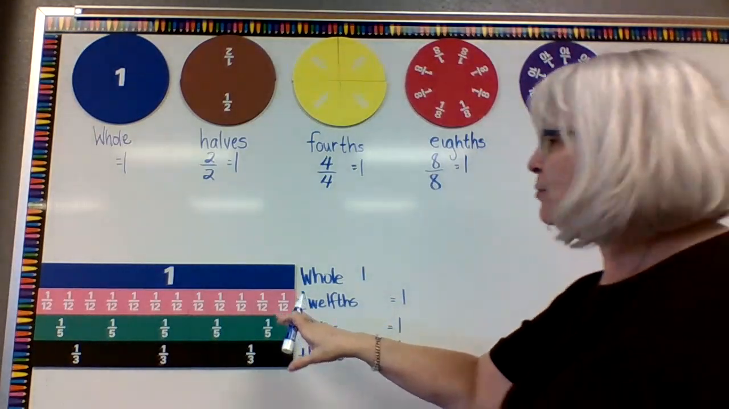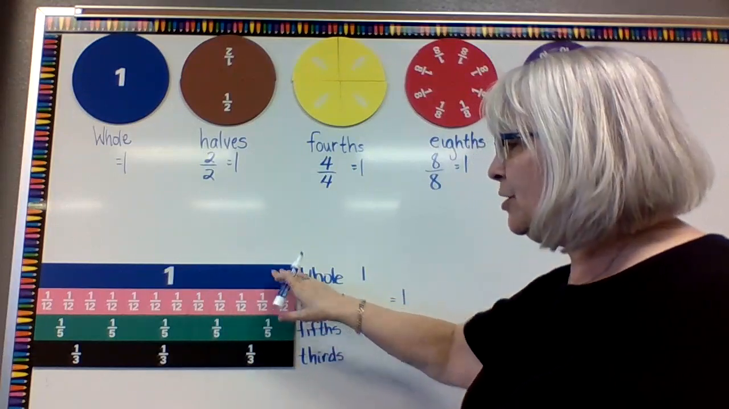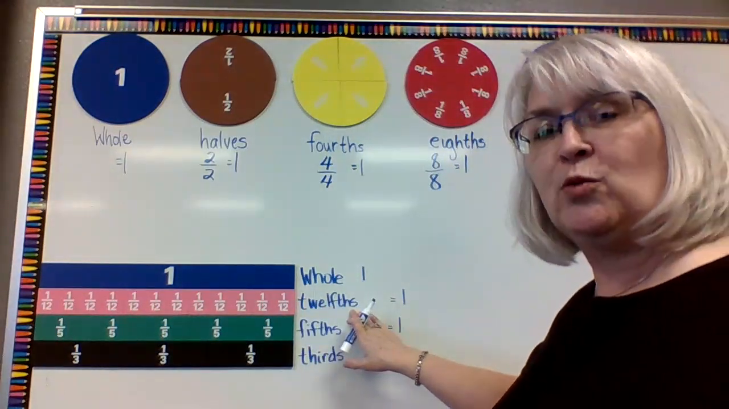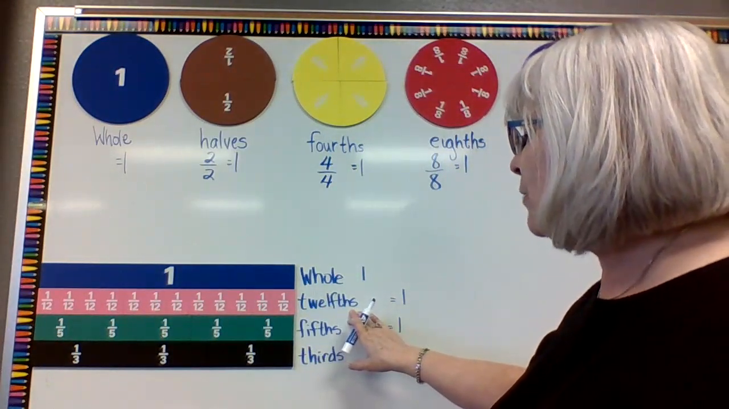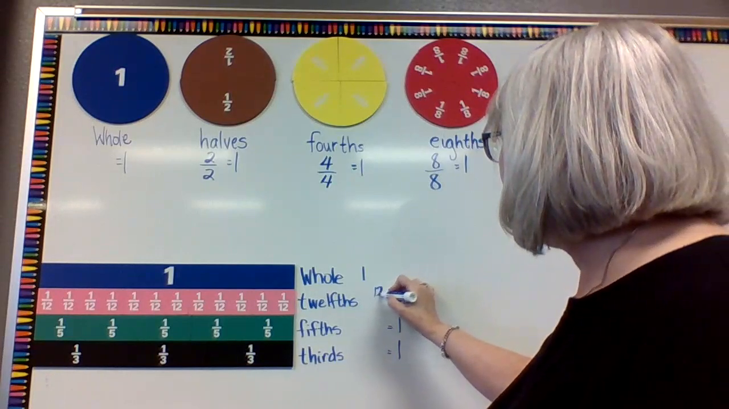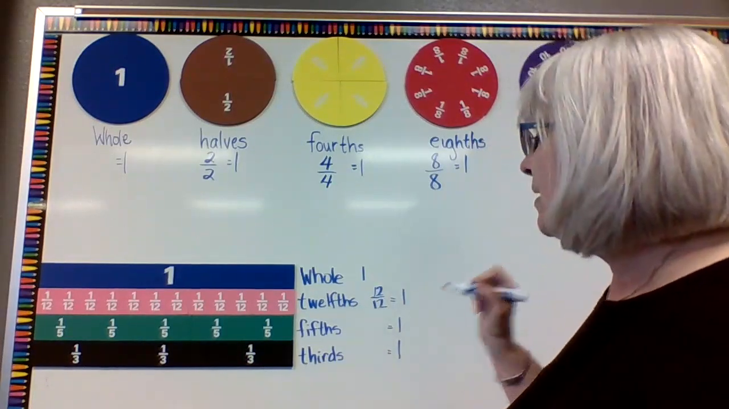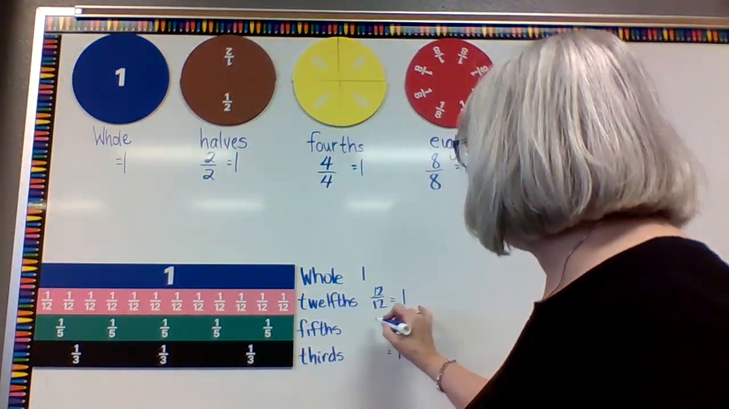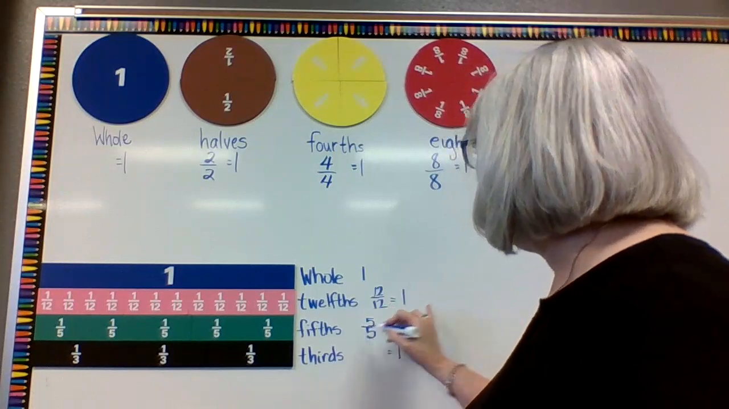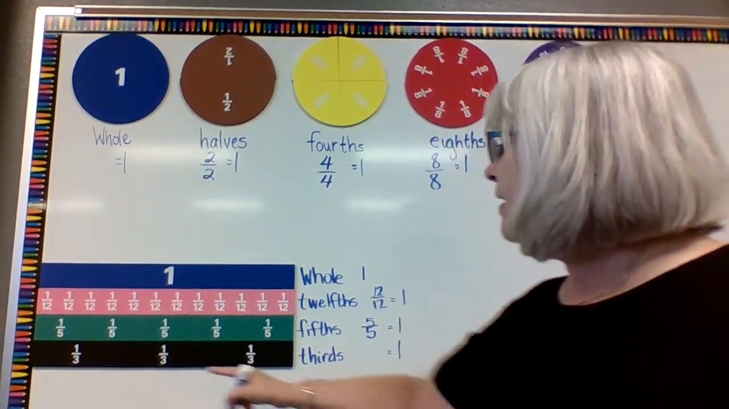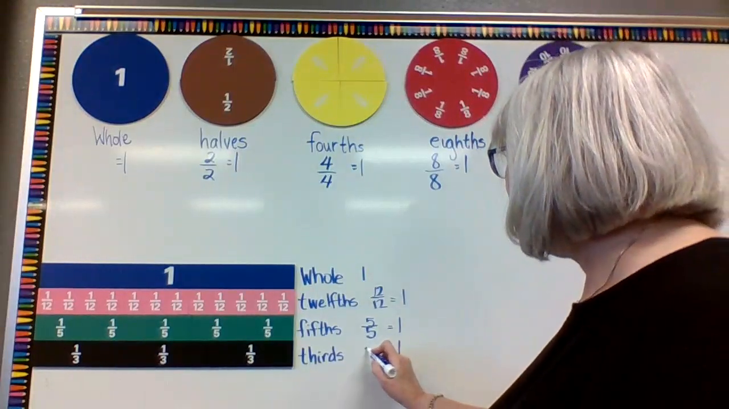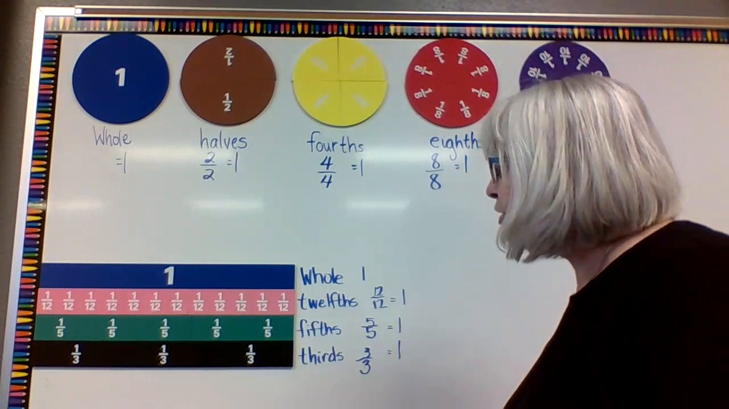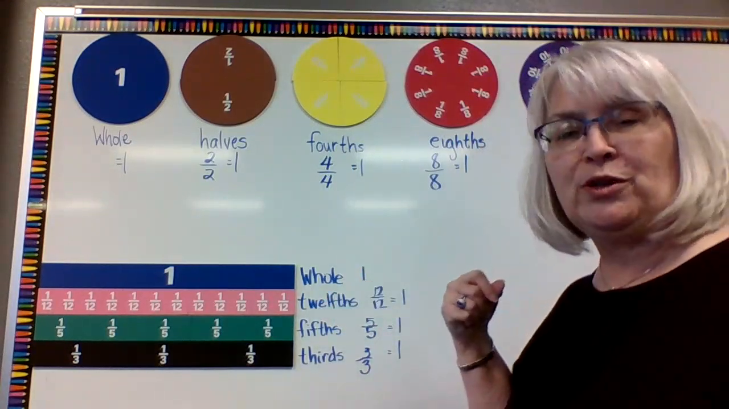And then if we look at the fraction bars that I did, same thing. Here's a whole. Then let's look at the pink bar. It is actually divided into twelfths, 12 equal pieces. So if we were going to say what is equal to 1 whole, we would say 12 twelfths. The green bar is divided into 5 equal pieces, is divided into fifths. So we would say 5 fifths equals 1 whole. And then for the black bar, thirds, 3 thirds equals 1 whole. All right, so that's just a little review. Like I said, I threw in some extra numbers just for fun.